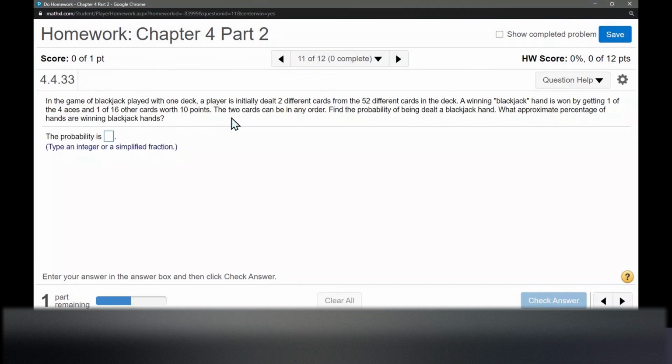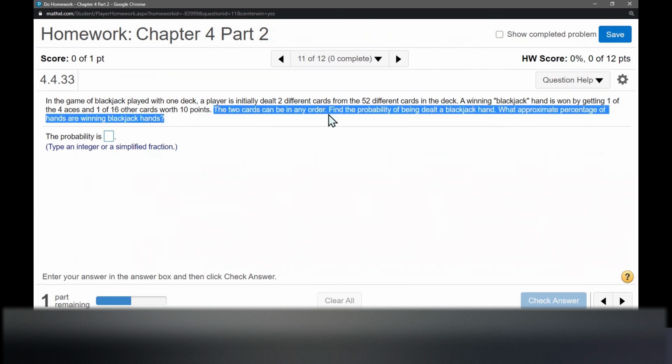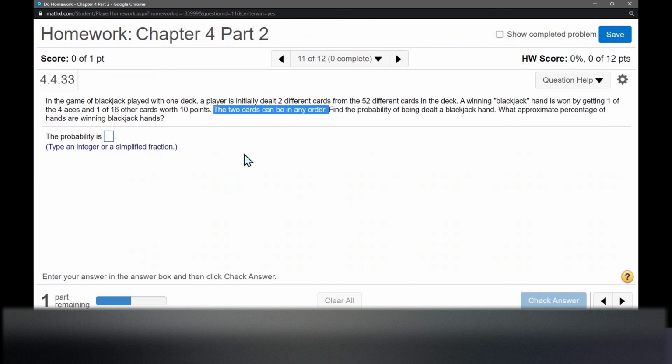Okay, in the game of blackjack, a player is initially dealt 2 different cards. Blackjack is when you get one of the 4 aces and then one of the 16 other cards worth 10. The 2 cards can be in any order. So this tells you right now that it's going to be a combination, because it doesn't matter if you get the ace first or if you get the 10 first. What is the probability of being dealt a blackjack hand?